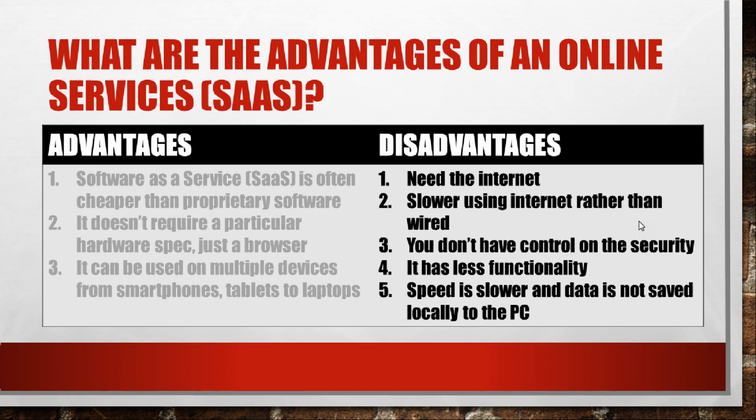Pretty obvious there. If you don't have it, you can't have it. Slower using the internet rather than wired. So if you're using a laptop that's connecting to the internet via wireless, it can be slower, so you're getting uptime and downtime as well. Also, you don't have control on the security because it's obviously hosted on someone's website. So do you like the fact that your email system is on another company's property, that you lose control of that data? Okay, and there's a whole potential security risk.